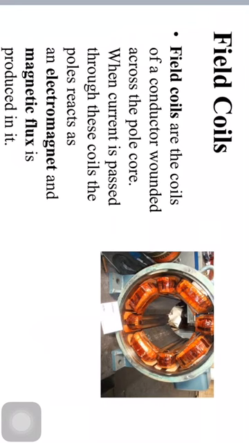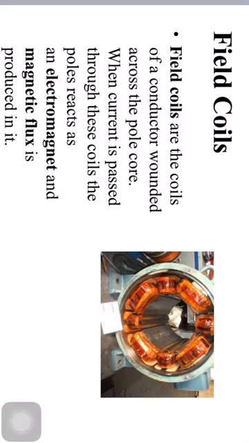Next one, field coils. In this diagram we can observe the field coils. Field coils are the coils of a conductor wound across the pole core. When current is passed through these coils, the pole reacts as an electromagnet and magnetic flux is produced in it.